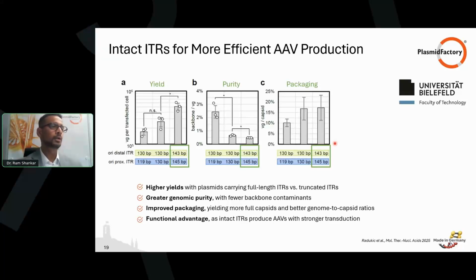So this makes it very clear and this actually represents the motivation of why people should start taking a hard look at their ITR sequences in their transfer plasmids, because this has tremendous room for improvement.